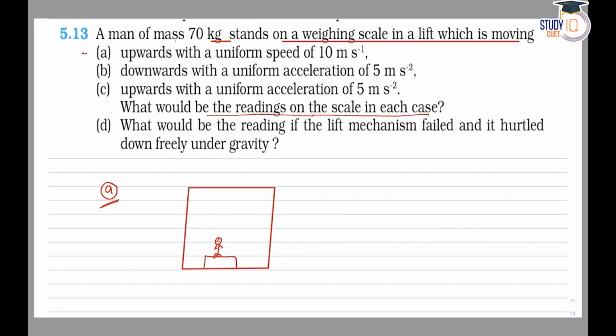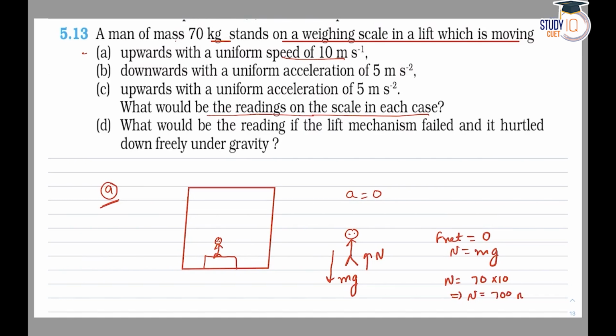In the first part, the lift is moving with uniform speed. So in a particular direction, magnitude is constant. This implies that acceleration is zero. In order to make the free body diagram of the person, the forces acting on it are the normal by the weighing machine and mg, the gravitational force. Acceleration is zero, so the net force would also be zero. And if net force is equal to zero, normal is equal to mg. The mass of this person is 70 and g is 10 meter per second square. This implies that normal is equal to 700 Newton.